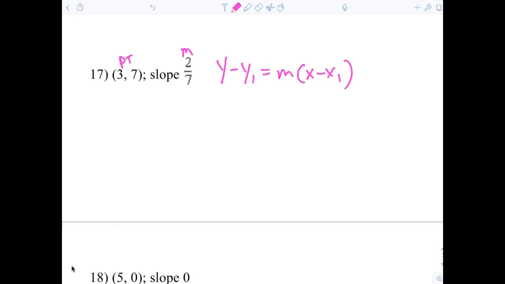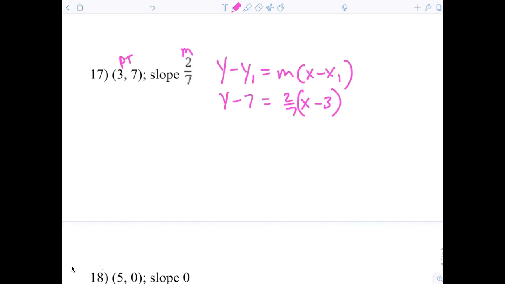If you can't do this, that means you didn't get enough practice. You got to put in the reps. Practice, practice, practice. All right? Now, y minus 7 equals 2/7 times x minus 3. Is anybody stuck there? Anybody have a problem with that?